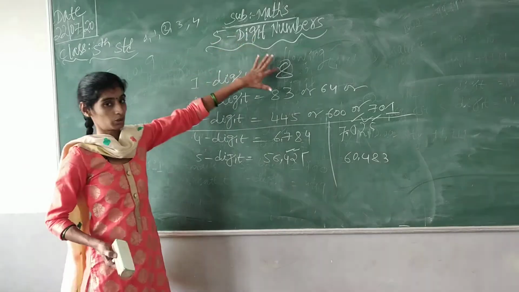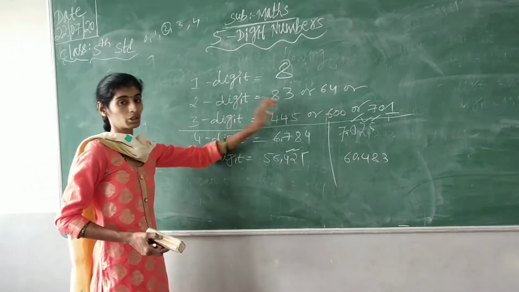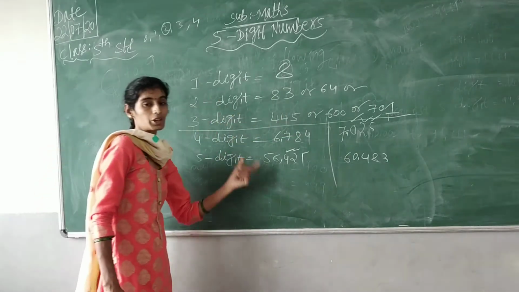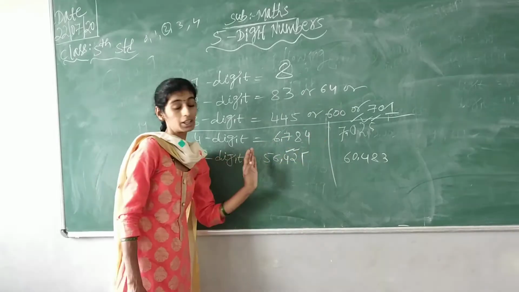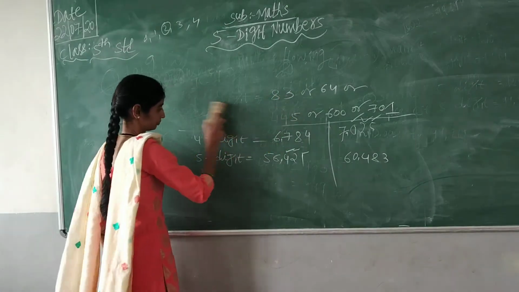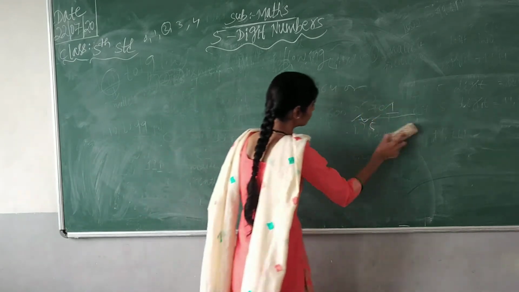For 1 digit, no comma. For 2 digits, there will be no comma. For 3 digits, no comma. For 4 and 5 digits, one comma will be there. And where to place it? I have given 2 examples. Keep in mind and be thorough. So next, we will discuss the place value chart.